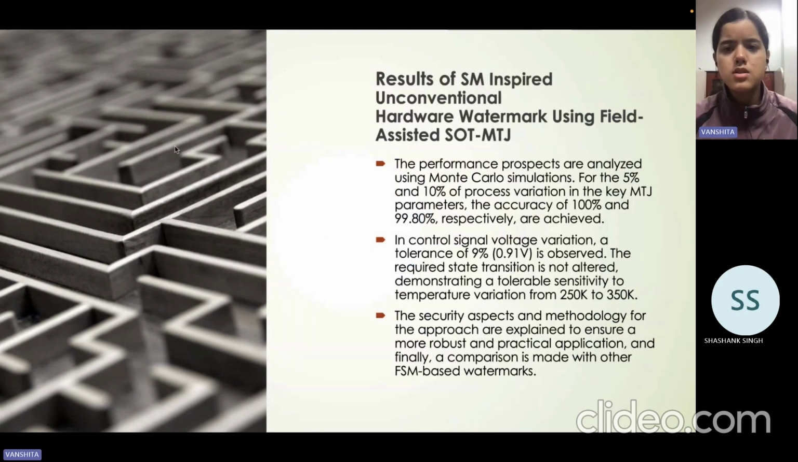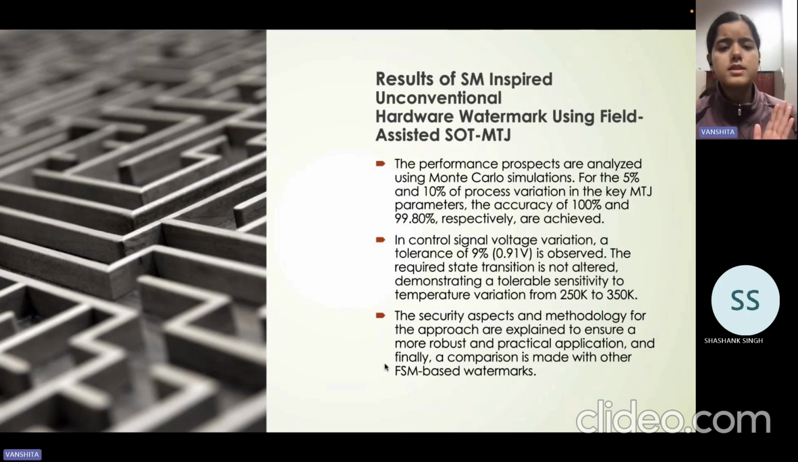So coming to the results of the FSM inspired unconventional hardware watermark. The performance prospects were analyzed using Monte Carlo simulations for 5% and 10% process variation in the key MTJ parameters. Accuracies of 100% and 99.8% were achieved. In control signal voltage variation, a tolerance of 9% is observed. The required state transition is not altered, demonstrating a tolerable sensitivity to temperature variation from 250 K to 350 K. The security aspects and methodology for the approach are explained to ensure a more robust and practical application.